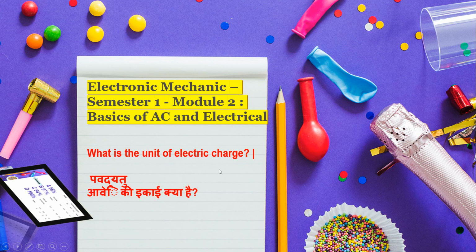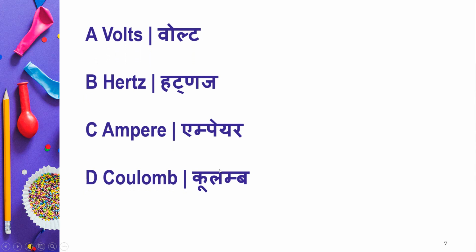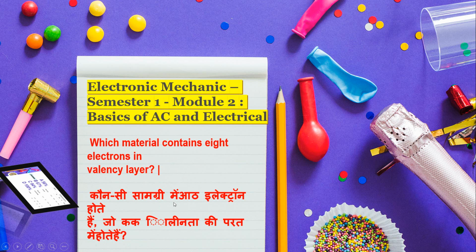What is the unit of electric charge? These are the options. We know that the unit of electric charge is coulomb. Coulomb is the answer.